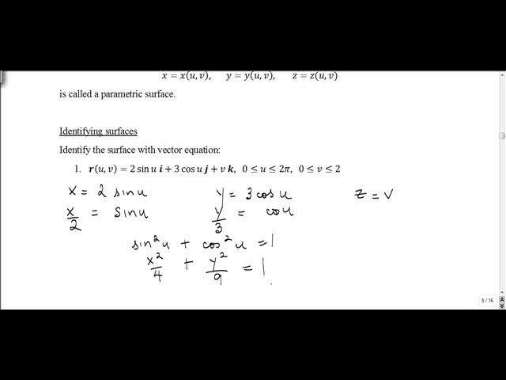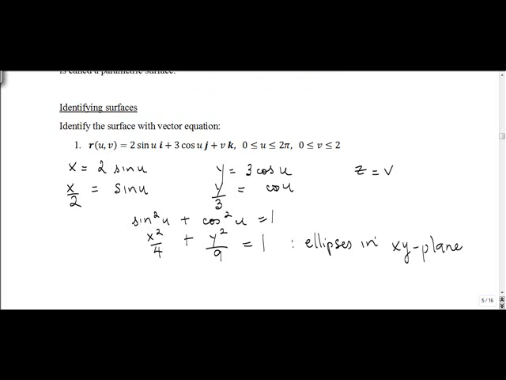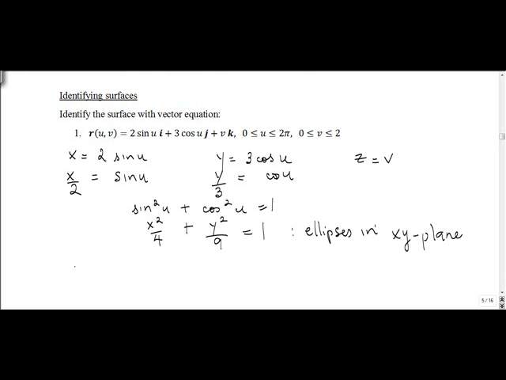It's an ellipse. So these are ellipses in the xy plane, right? But we are in 3D. So let's see what z equals v is saying. z equals v implies that v lies between 0 and 2, so z lies between 0 and 2. That means you take these ellipses and move them throughout the z axis between 0 and 2.